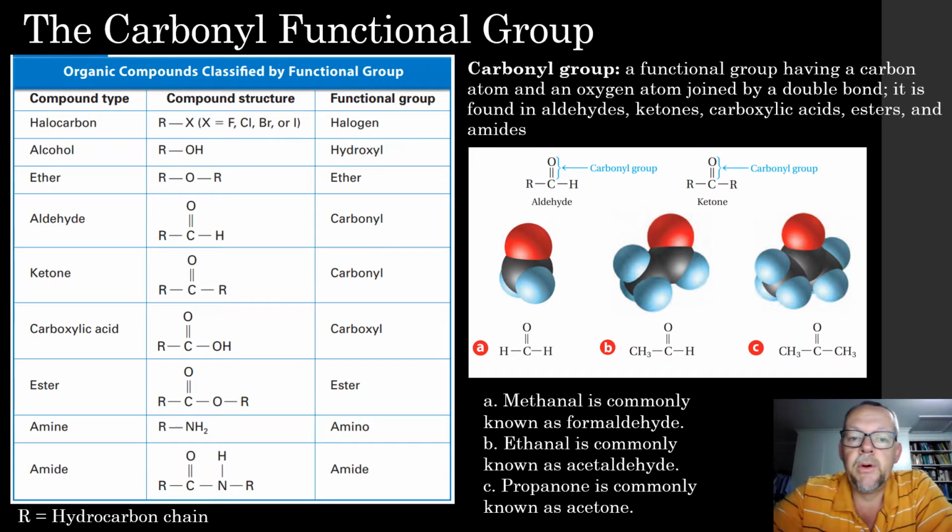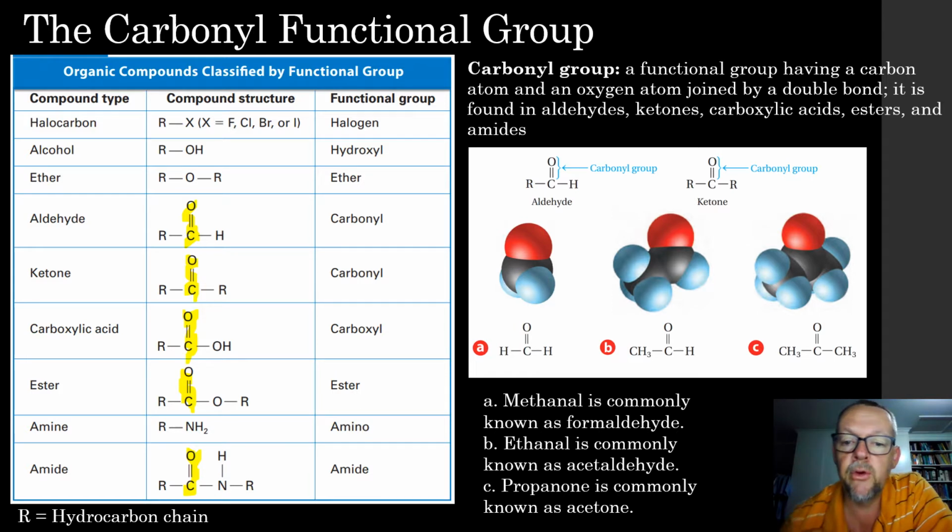So I suppose the first point we want to think about is this idea of a carbonyl functional group, and that's going to be used to separate us up. So a carbonyl group is a functional group having a carbon atom and an oxygen atom joined by a double bond, and it's found in aldehydes, ketones, carboxylic acids, esters and amides. So what are we talking about? We're talking about this here. So you can see it's found in quite a number of the groups.